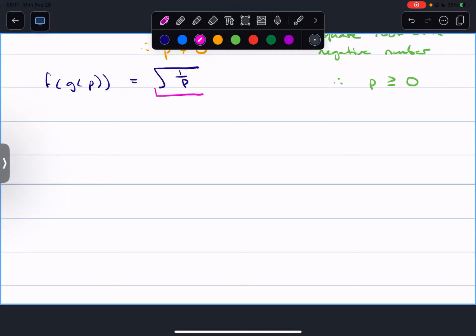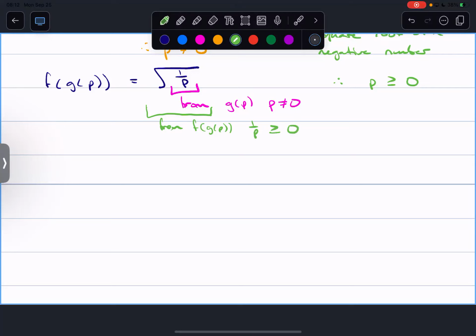Let's do the inside function first. From g of p, p cannot be 0. From f of g of p, 1 over p has to be greater than or equal to 0.